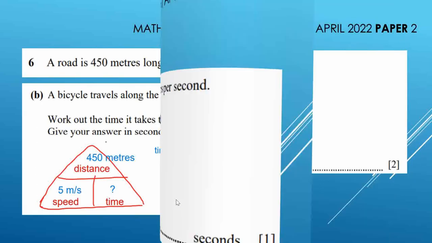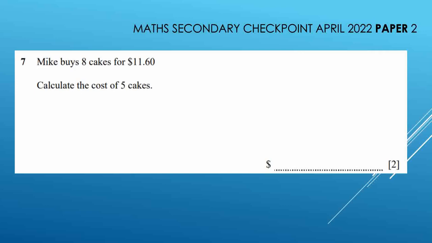Next. Question 7. Mike buys 8 cakes for $11.60. Calculate the cost of 5 cakes.